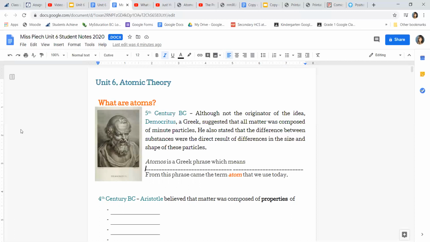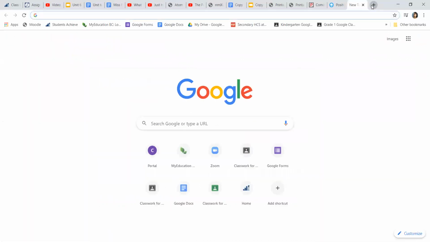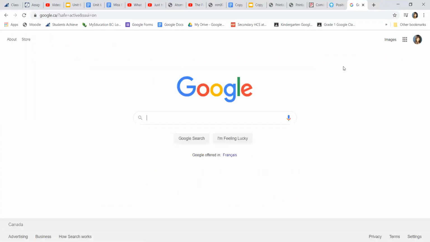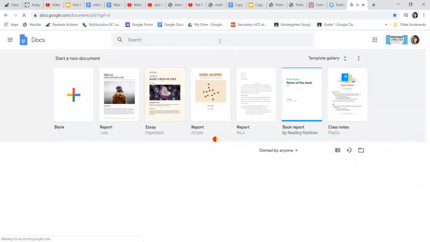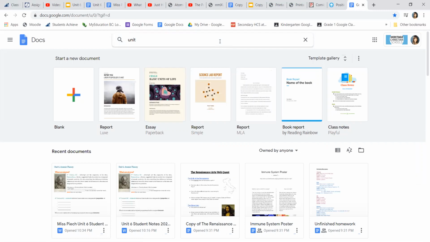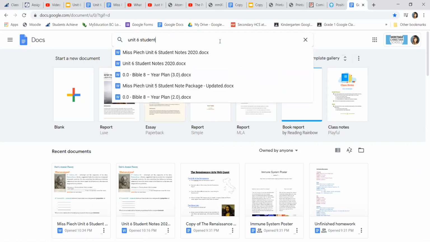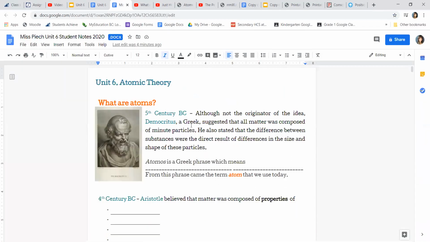If you're having a hard time being able to find your document, and I know I've been talking to a few students who have had difficulties with that, just go to Google, if you're not already on there, and then go to this, I think it's called a waffle or wiffle or something like that. You're going to click this, then click on Docs, and then once you've clicked on Docs, you're going to do a search. You could do a search for, let's say, Unit 6 Student, and see what comes up. Then you should have your notes showing up. You'll click on that, and that will take you to where you need to go. So that's what you're going to be using for the next little while.